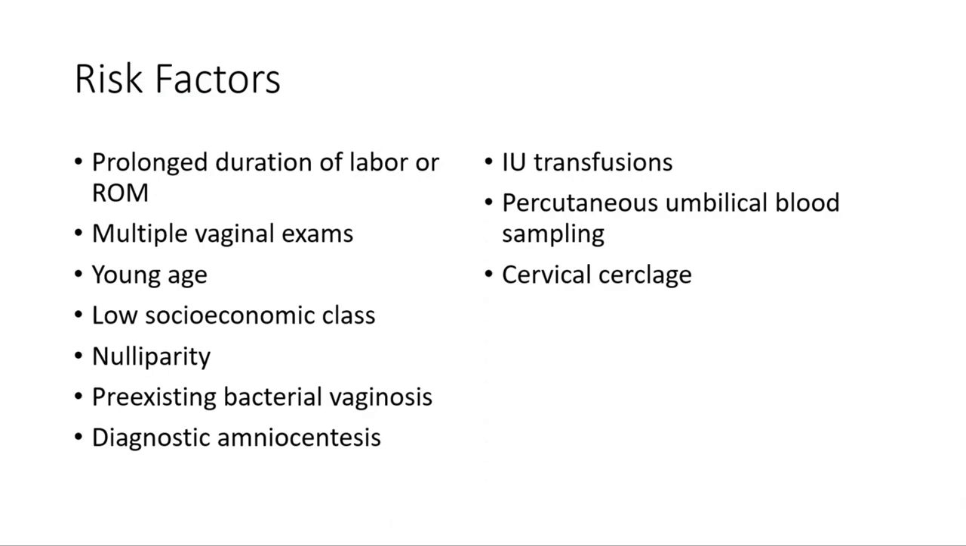So the risk factors include prolonged duration of labor or ROM, rupture of membranes. Thank you, everybody who answered. Multiple vaginal exams: just prior to delivery, pregnant ladies get vaginal exams to see how much they're dilated. Other factors are young age, nulliparity, and pre-existing BV, bacterial vaginosis, although they're debating whether we should treat all BV in pregnancy or only those who are more symptomatic. Also diagnostic amniocentesis, intrauterine transfusions, percutaneous umbilical sampling, and cerclage. What is a cerclage?